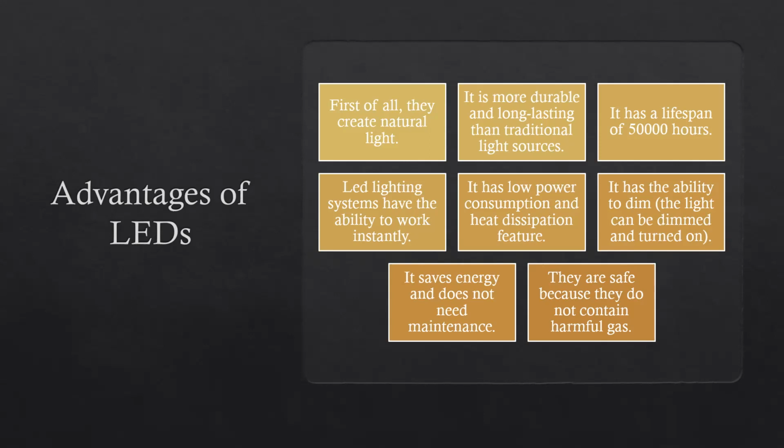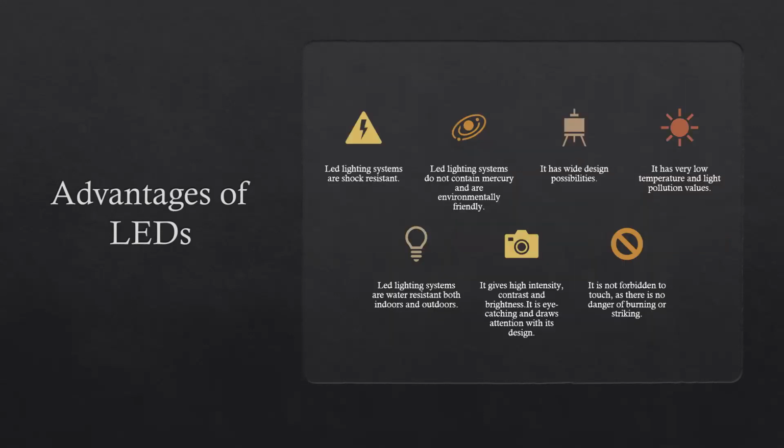They are safe because they do not contain harmful gases. LED lighting systems are shock resistant. LED lighting systems do not contain mercury and are environmentally friendly. It has wide design possibilities. It has very low temperature and light pollution values. LED lighting systems are water resistant both indoors and outdoors. It gives high instant contrast and brightness. It's eye-catching and draws attention with its design. It's not forbidden to touch as there is no danger of burning or striking.